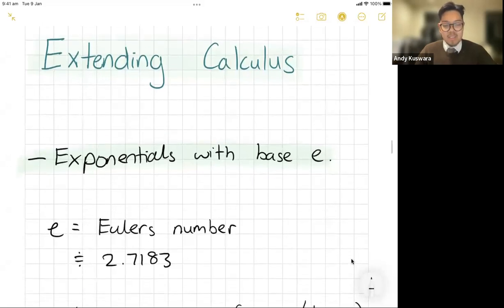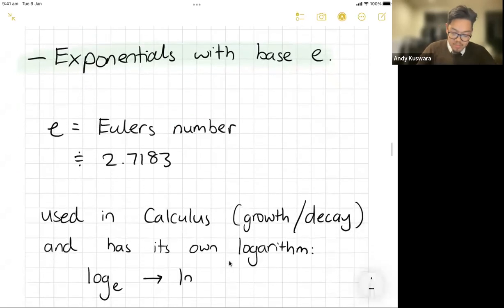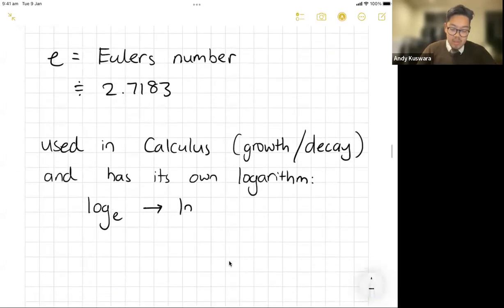Now, e is Euler's number. It's essentially 2.7183. It's this kind of number that represents a lot of the exponential growth rates that we see. It's an irrational number that goes on forever and ever, so I've just shortened it down to the first 4 decimal places. It's used a lot in growth or decay type questions, how things grow or decay over time.